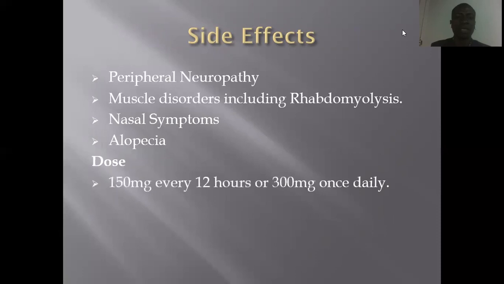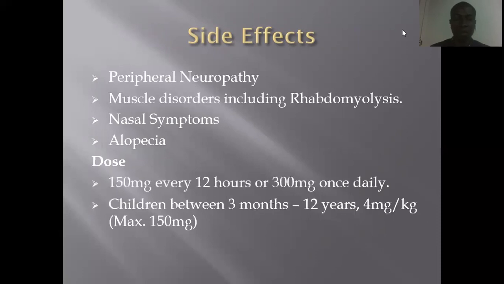Side effects. We have peripheral neuropathy, that's a side effect. We have muscular disorders. We have also symptoms. We have alopecia. Dose is 150 every 12 hours or 300 once a day. Children between 3 months and 12 years, it is 4 milligrams per kg.